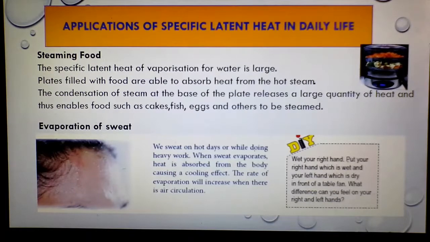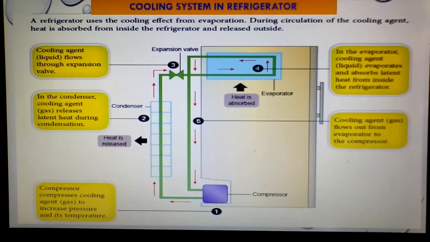Evaporation of sweat. We sweat on hot days while doing heavy work. When sweat evaporates, heat is absorbed from the body, causing a cooling effect. The rate of evaporation will increase when there is air circulation. So, DIY: wet your right hand, and put your right hand, which is wet, and your left hand, which is dry, in front of the table fan. What difference can you feel on your right and left hands? Try and see.